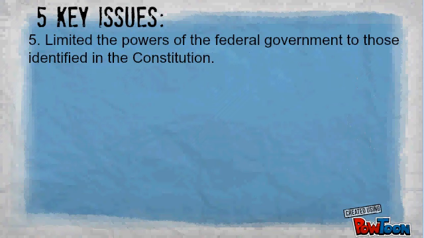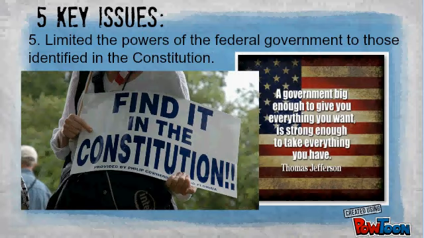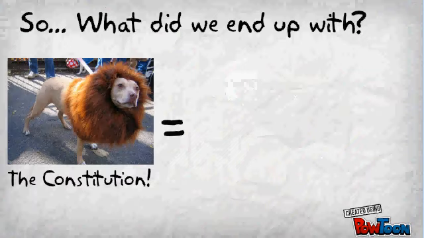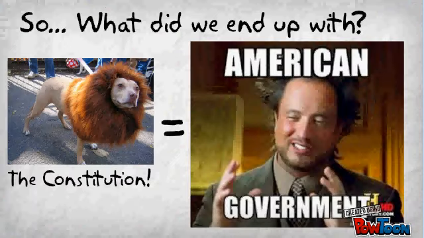The fifth, limited the powers of the federal government to those identified in the Constitution. So if it's not in the Constitution, then in theory, the government can't do it. That's why you'll see protesters with stuff like that. And so what did we end up with? The Constitution. What is that? That is the American government.